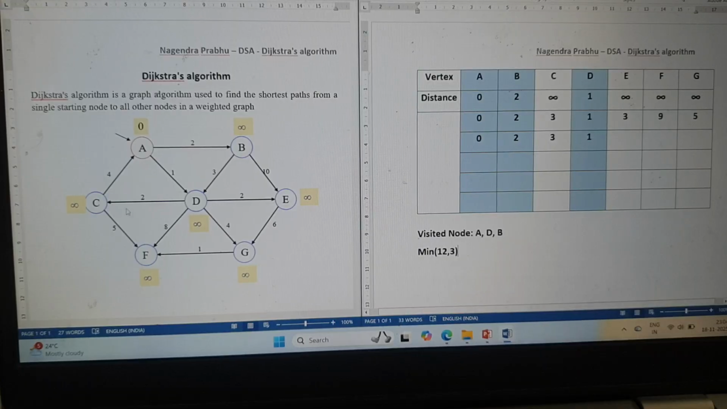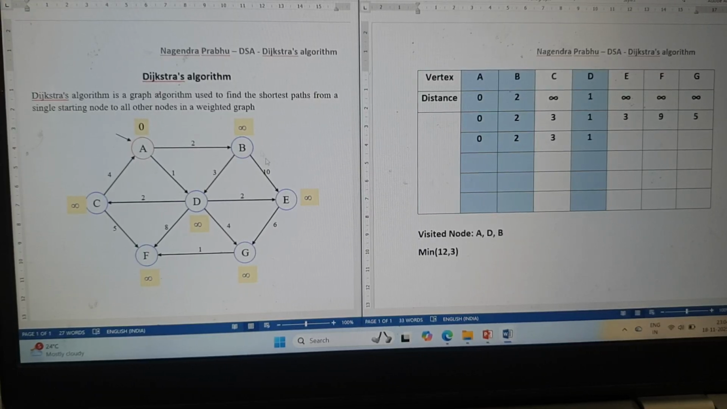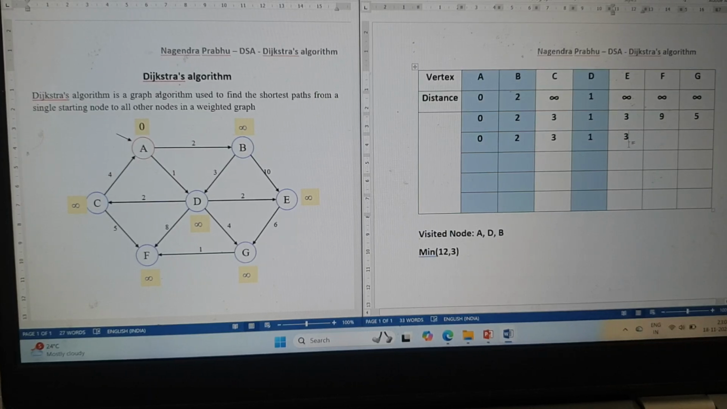So which one can we take, 2 plus 10, that is 12, or 3? 3 is better, so we can just take 3 and omit the 12. Among these, which one is minimum? You can take any one value. Now I have taken 3 as the minimum.